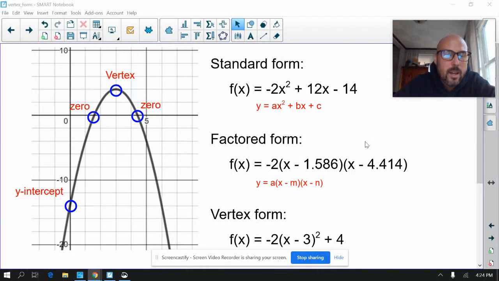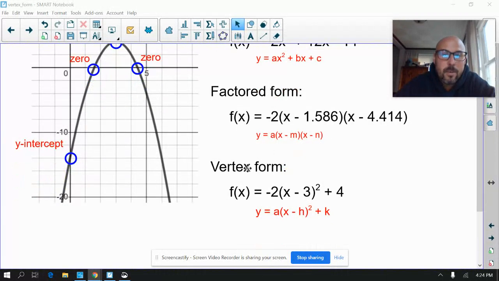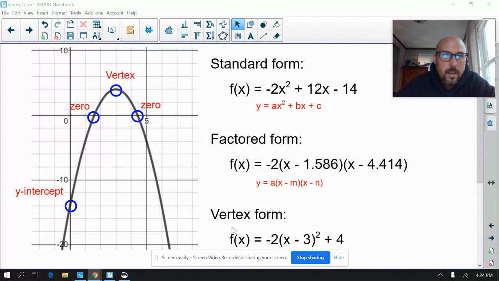Please watch. Yesterday we talked about a specific type of polynomial, the quadratic. A quadratic is a polynomial that has a degree 2. So the degree is the highest degree in the polynomial. And there are 3 main ways to express a polynomial: standard form, factored form, and vertex form.